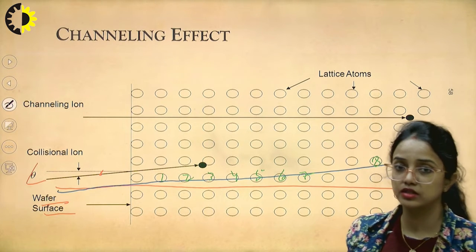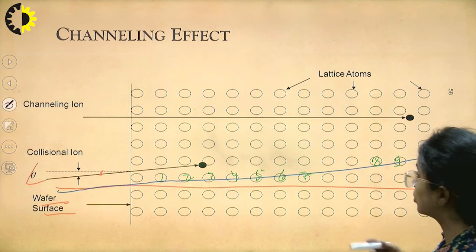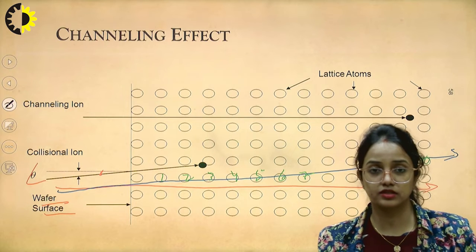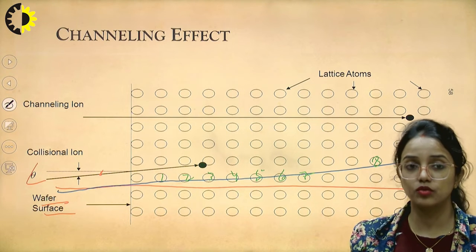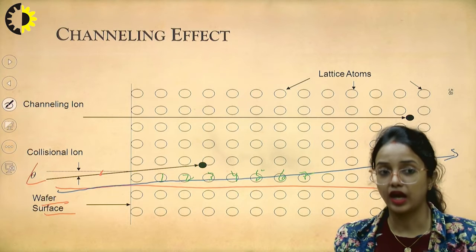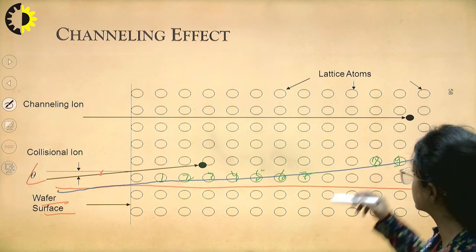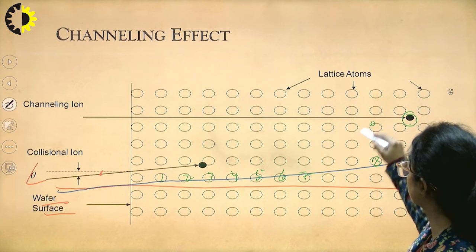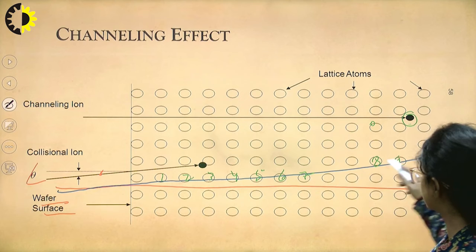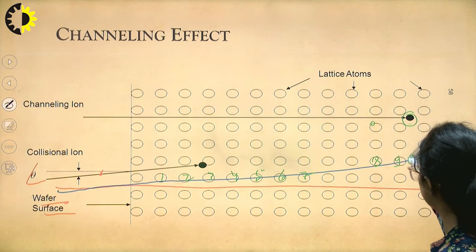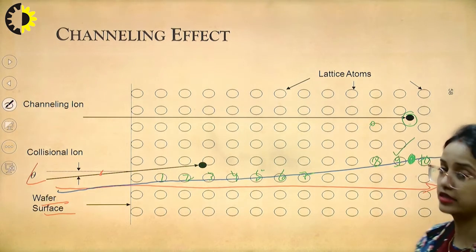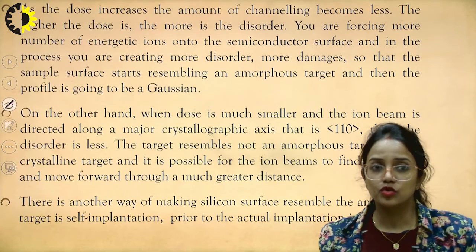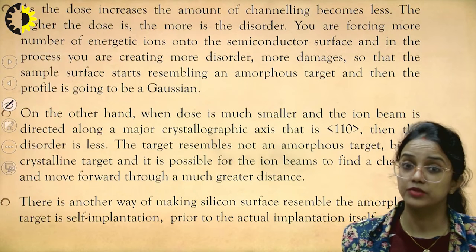The alignment of lattice atoms and the collisions are only dependent upon the angle. We can see a molecule entering here with 0 collisions, and here, if we implant a molecule, we have at least 9 collisions. As the dose increases, the amount of channeling becomes less.